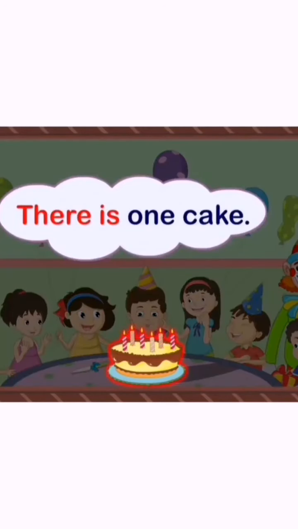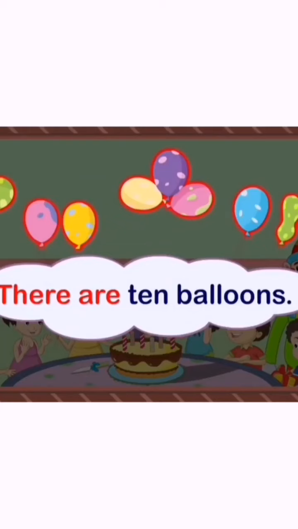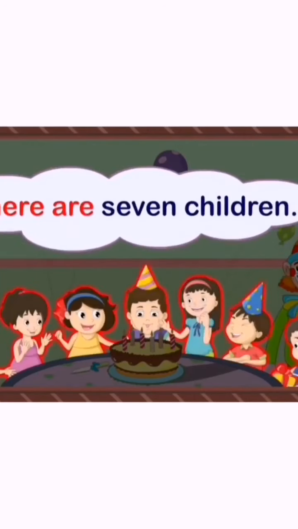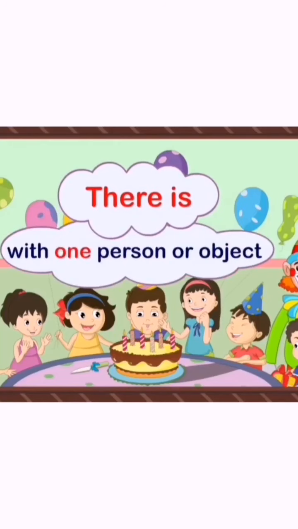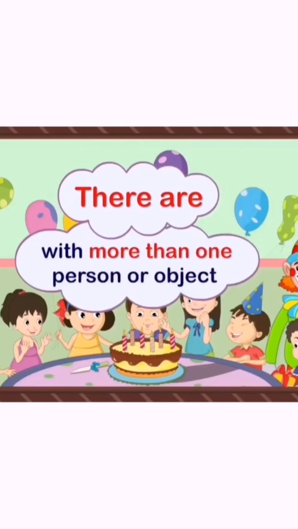There is one cake. There are 10 balloons. There is one clown. There are 7 children. What do you observe? We use the words there is with one person or object. We use the words there are with more than one person or object.